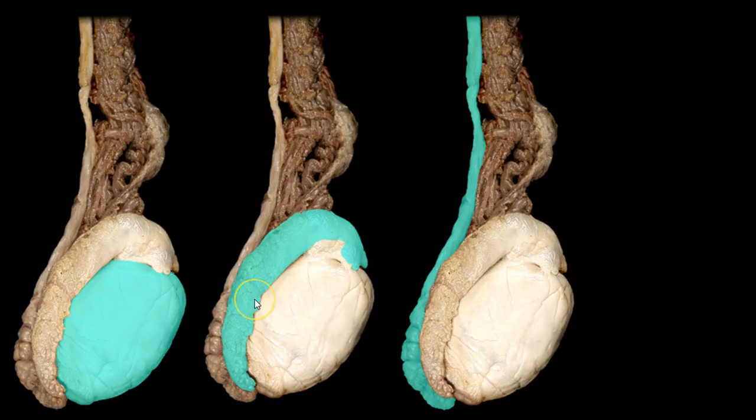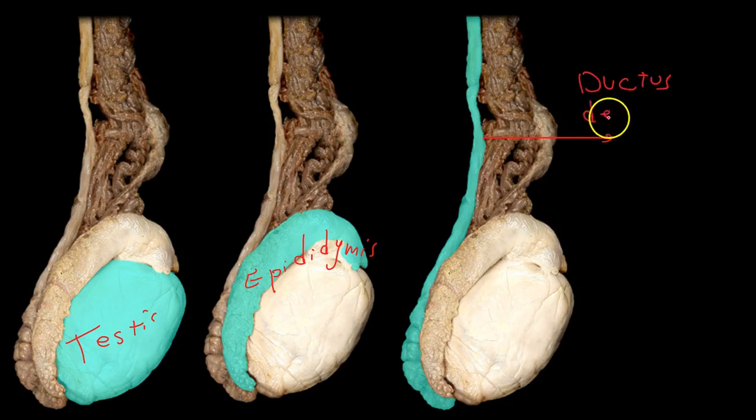Okay, what else you should know? Look at this picture. You should be able to find the testis, which is very simple to find. This is the testis. And look at this organ, posterior and superior to the testis. We have the epididymis, which stores the sperm and also carries the sperm from the testis to the vas deferens or ductus deferens. So this one is the ductus deferens.